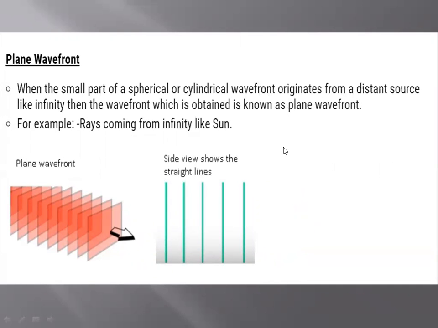For plane wavefront, we will take an example of rays coming from the sun. If the rays are coming from the sun from infinity, and we put a wavefront line over there, as we have seen in the example, it will look like a straight line. So when a small part of a spherical or cylindrical wave originates from a distant source like infinity, the wavefront obtained is known as a plane wavefront.